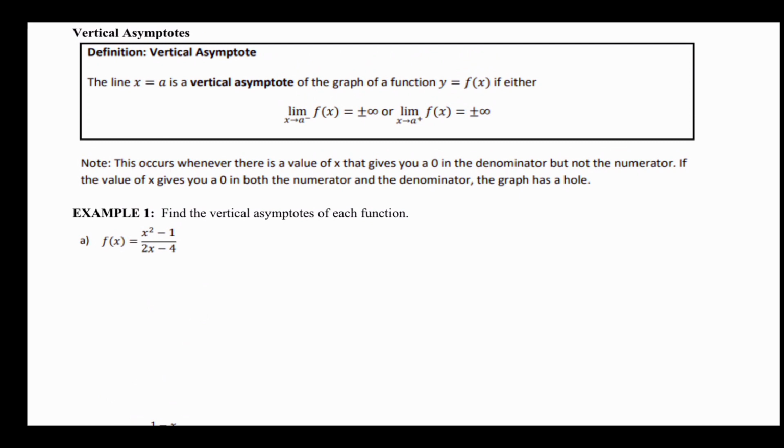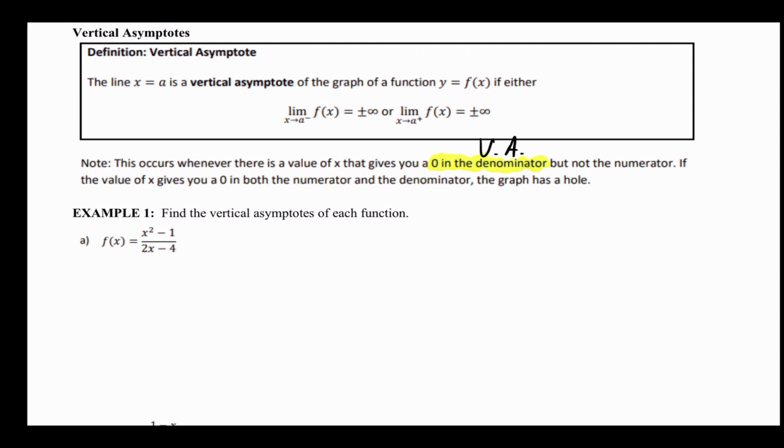Okay? So when does this occur? When do we have a vertical asymptote? When we have 0 in the denominator. I should probably highlight this instead. 0 in the denominator means vertical asymptote at that value.